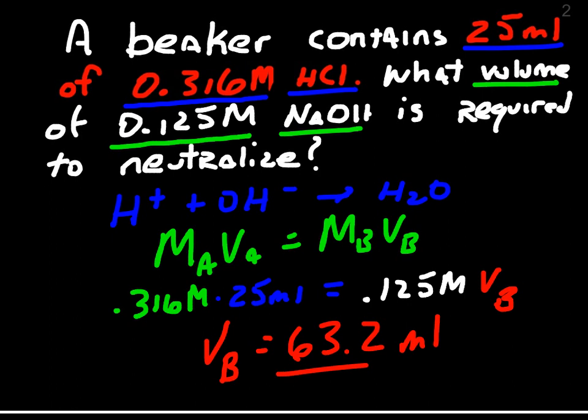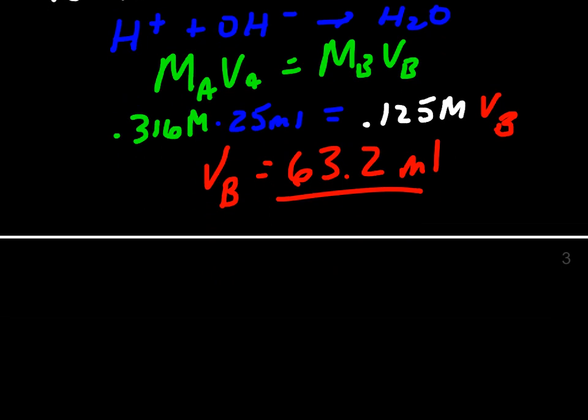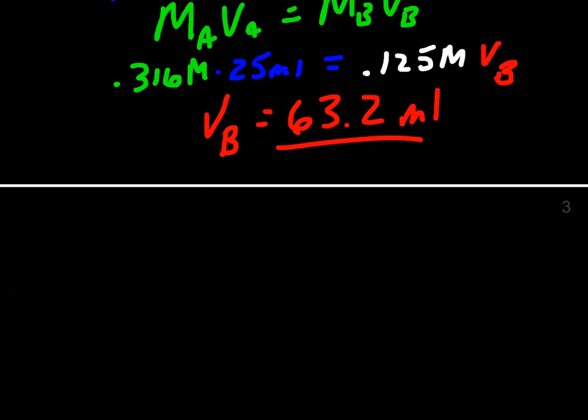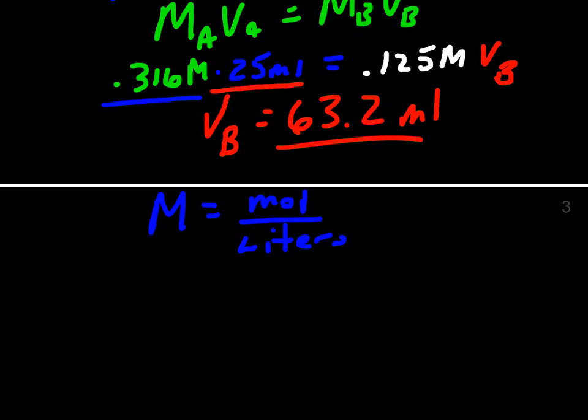And I could have figured that out in terms of moles first. So maybe I'll just do this like a half picture right about here. Let's just say I'm going back to what molarity is. Molarity is equal to moles over liters. Okay? So if I have the molarity of the acid as 0.316, and the volume of that acid is 25 milliliters, I could figure out the number of moles of acid. So I'm going to first find the moles of the acid.